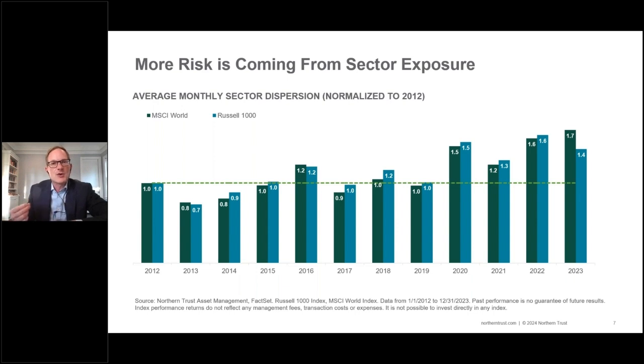Dispersion is the difference between the performance of the top performing sector and the bottom performing sector. And whether it's a US benchmark like the Russell 1000 or an MSCI global benchmark like the MSCI World, we tend to see this heightened level of dispersion across sectors as well. I can make the same chart for countries, for regions, and so on and so forth.